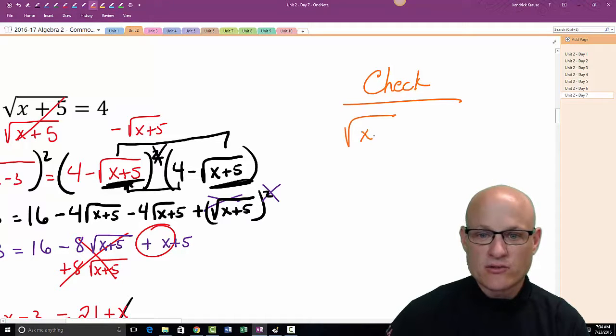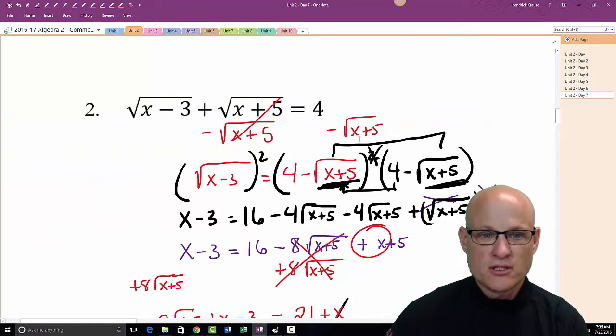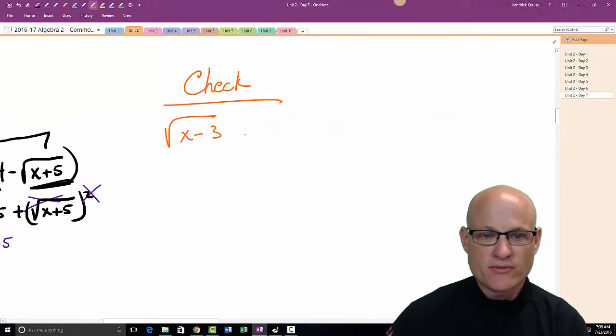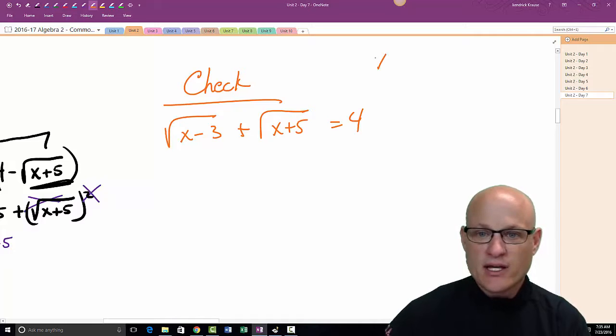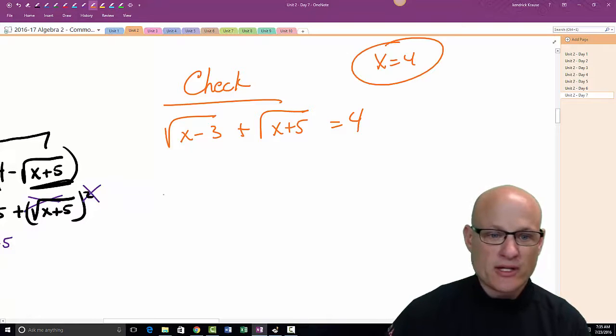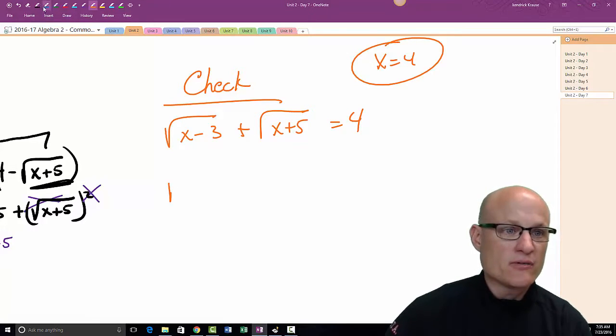Square root of x minus 3 plus the square root of x plus 5 equals 4. So my answer was x equals 4. So I'm going to plug that in. I'll do it with a different pen.